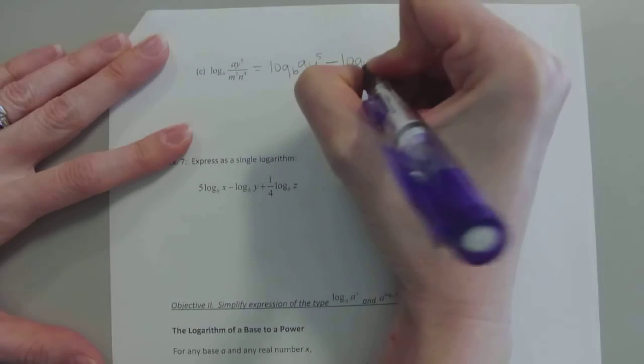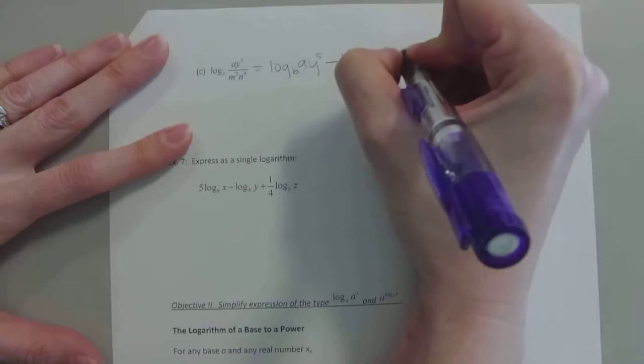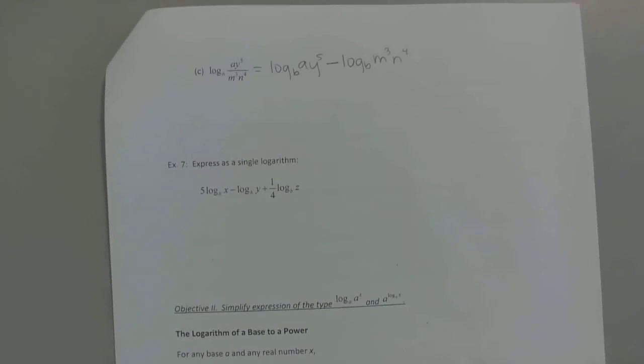So what's the first thing we're going to do? Do we have a whole exponent? No. So we're just going to do division into subtraction first. So this will be log base B of A Y to the 5th minus log base B of M to the 3rd N to the 4th. Is that okay?